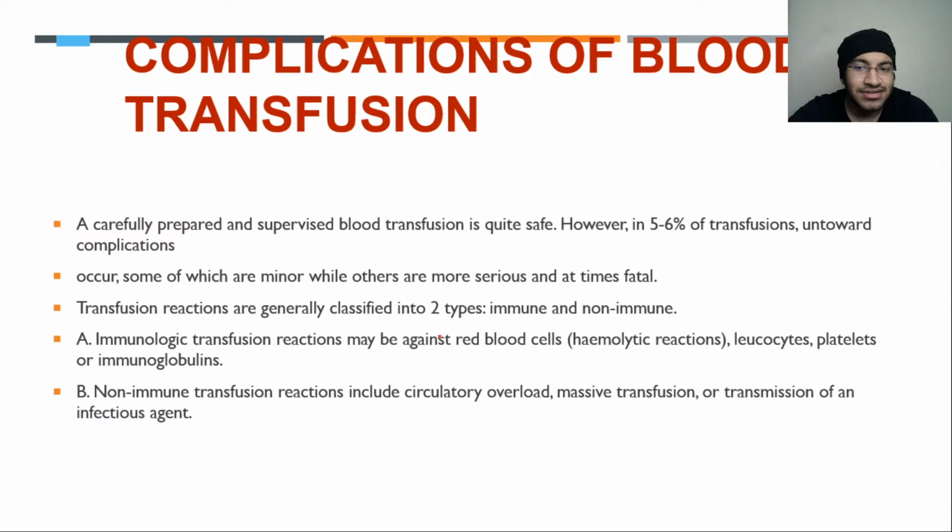So immunogenic transfusion reaction may be against the red blood cells, and there can be hemolytic reactions. The causes can also be due to the leukocytes, platelets and Igs. Non-immune transfusion reactions include the circulatory overload, massive transfusion, and transmission of an infectious agent, plus the iron overload when the patient needs a constant blood transfusion, like in the thalassemias and all other disorders.